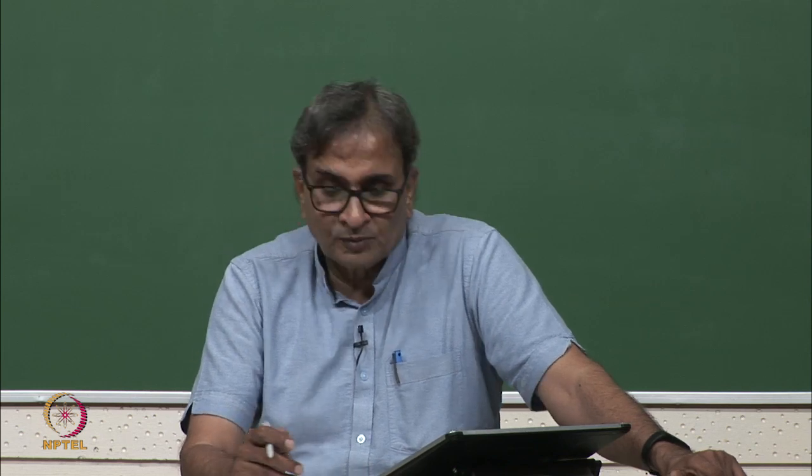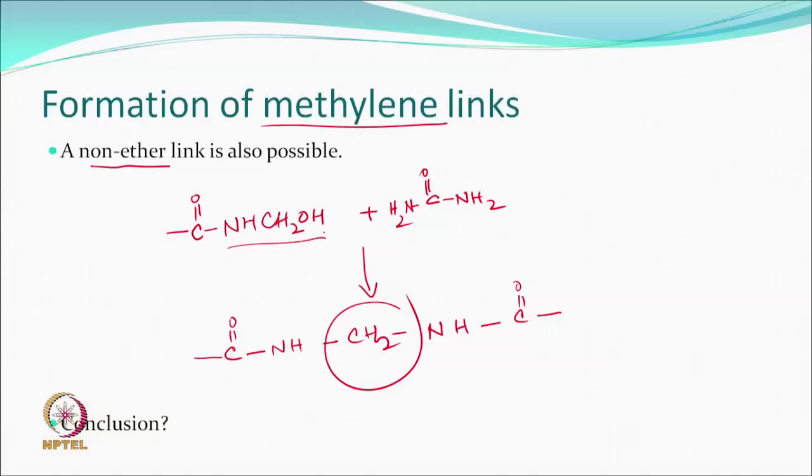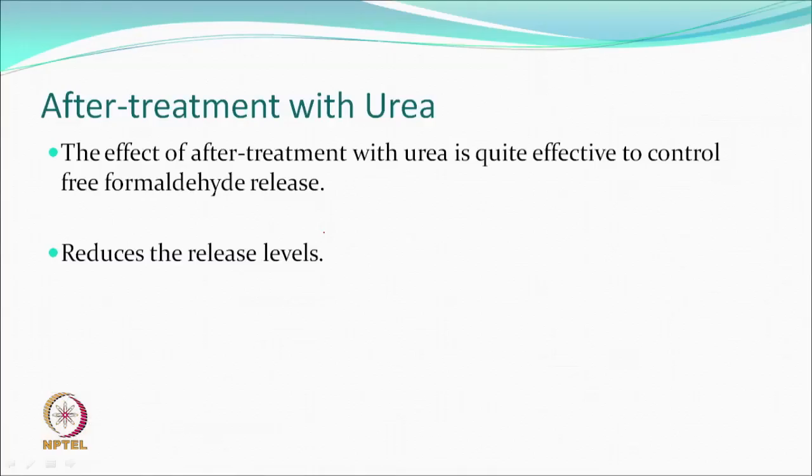That makes sense? Yeah. So, what is the conclusion? The conclusion is that the after treatment with urea is an effective process to control formaldehyde release. And what it means is the release levels can come down to such levels which may be acceptable for a particular use. So, depends on how much you have been able to reduce the release, application could be decided. It could be either babies' clothing or a decorative product, depends on how much you have been able to reduce.